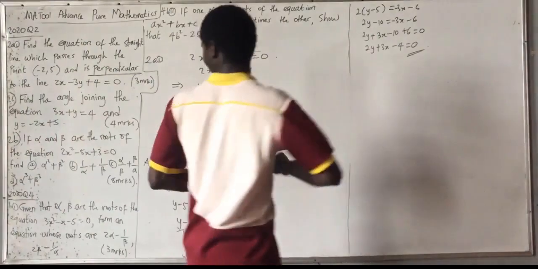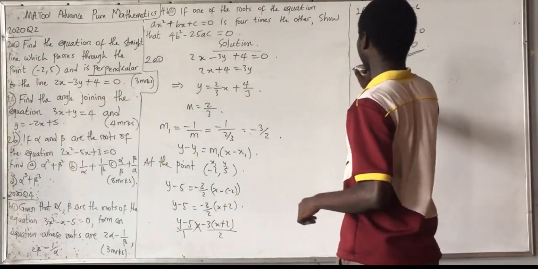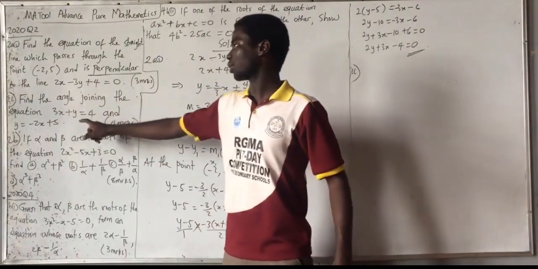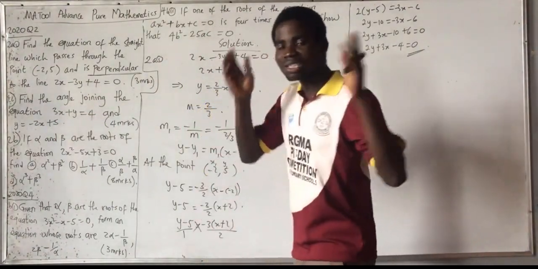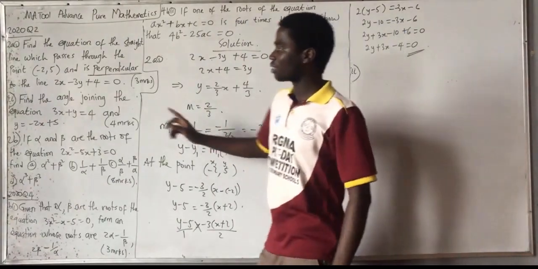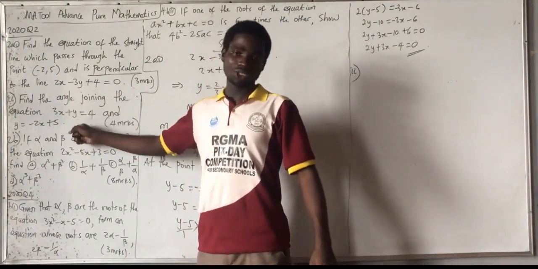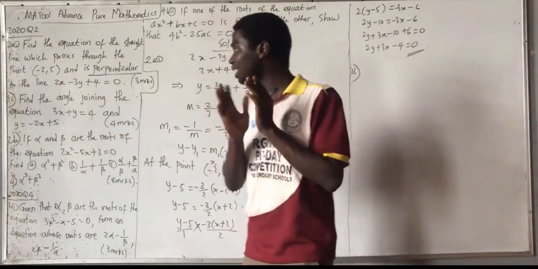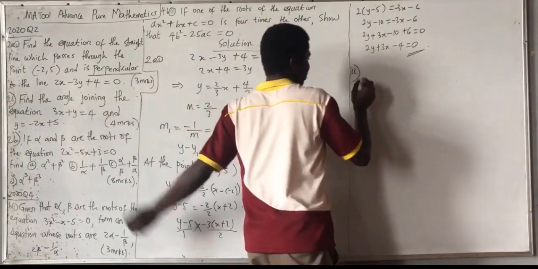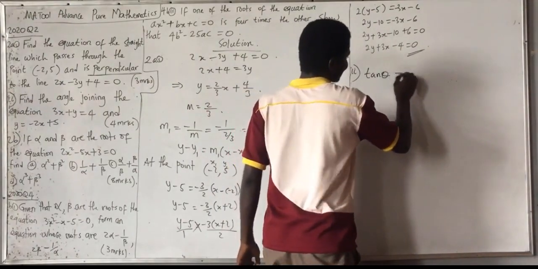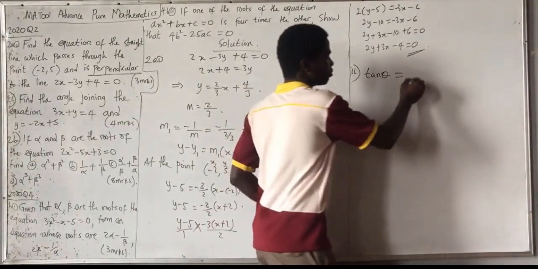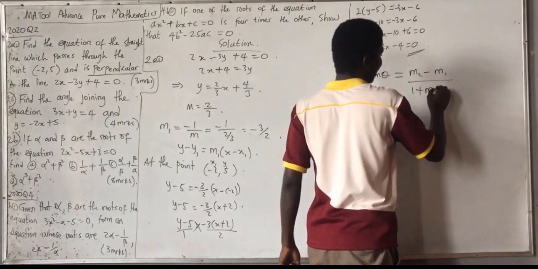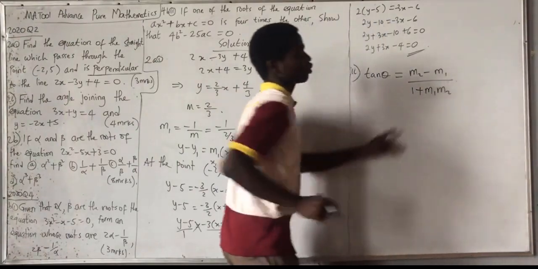So now let's continue. The second one, II, find the angle joining the equation this and this. Now, what is the formula for that angle? See, they gave me 2 lines, or 2 equations of a straight line, and they asked me to find the angle joining them. Whenever you have something like this, what you need is the gradient. Tan theta is equal to m2 minus m1 over 1 plus m1 m2. This is what you need to use.